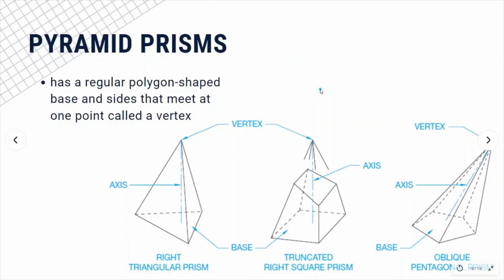So next, pyramid and prism. This has a regular polygon-shaped base and sides that meet at one point called the vertex. Then a truncated right prism is cut off, but the sides would meet if extended. So basically it is like that.